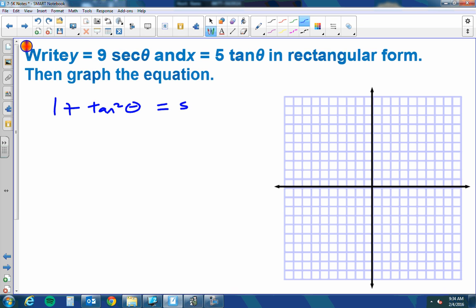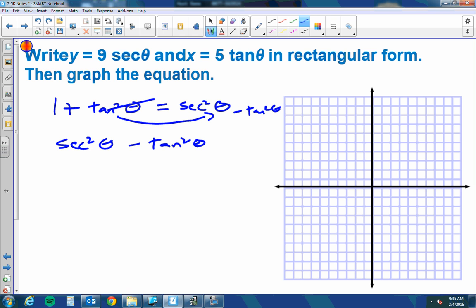equals secant squared. Now, but I don't want it in that form because this is for a hyperbola, and hyperbola is written as a subtraction problem, right? So I'm going to do secant squared. If I move this over, it becomes minus tangent squared, right? So I'm going to rearrange this as secant squared of theta minus tangent squared of theta equals 1.